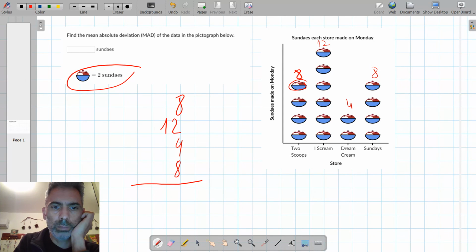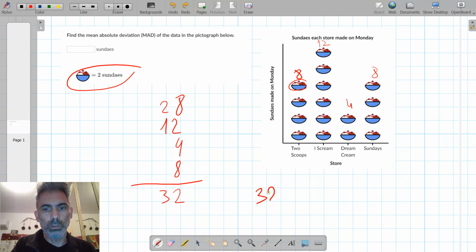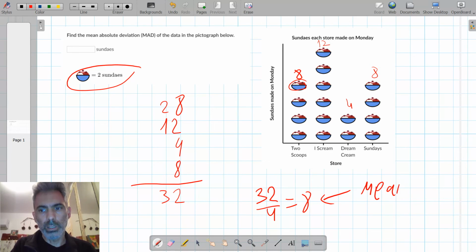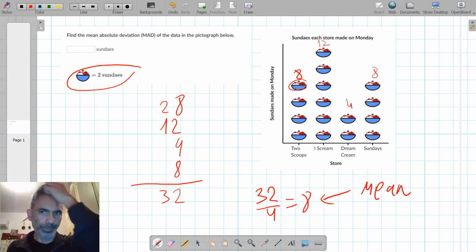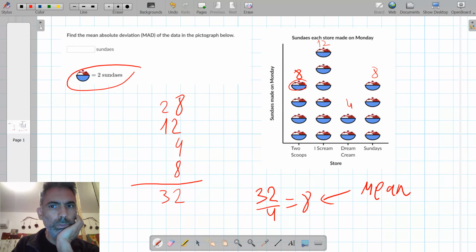8 plus 12 is 20, 20 plus 4 is 24, 24 plus 8 is 32. 32 divided by 4 is 8, so the mean of the data is 8. Okay, because we have 4 data points, 1, 2, 3, 4, and these are the values of each store, so divided by the 4 stores, we have a mean of 8.